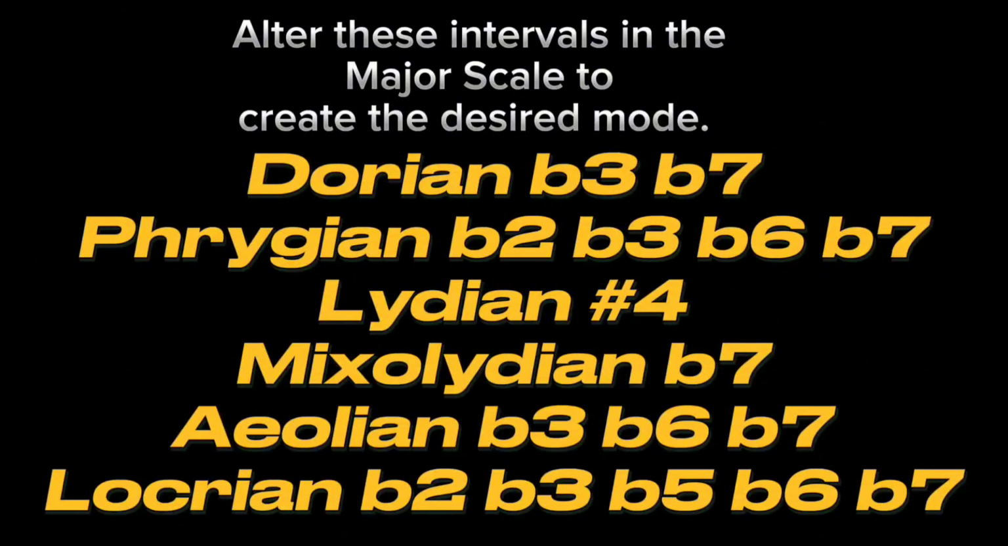So Dorian has a flat 3 and a flat 7. All right, that is the difference between the D major and the D Dorian, is that flat 3 and flat 7. All right, the difference between E major and E Phrygian is a flat 2, 3, 6, and 7. All right, the difference between F major and F Lydian is a sharp 4. All right, so instead of having the B flat, we're going to make it a B. That is the sharp 4.